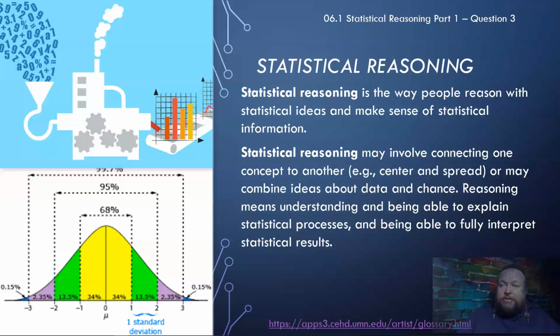So when we have a massive amount of data, we are specifically, in the mathematical sense, using a lot of statistical tools to make those decisions as part of that quantitative reasoning step. Statistical reasoning is the way people reason with statistical ideas and make sense of statistical information. It may involve connecting one concept to another, like measures of center and measures of spread, or it may combine ideas about data and chance, so probability, and understanding where all of this comes from and how to interpret these results.